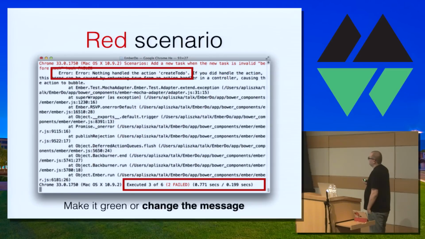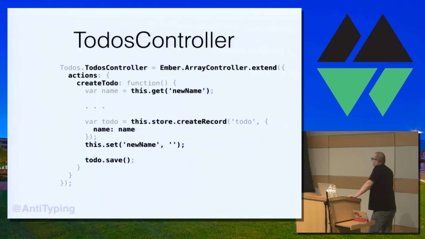And if you look at our tests, it's still failing, but it's failing for a different reason, right? Now it's failing not because it cannot find the text box, but because it cannot find the create to-do function to call. So we successfully changed the message. And for that, we need a controller. So now we have to start thinking about the controller, right? Which controller it's going to be.